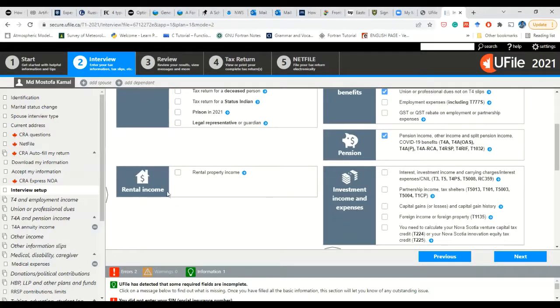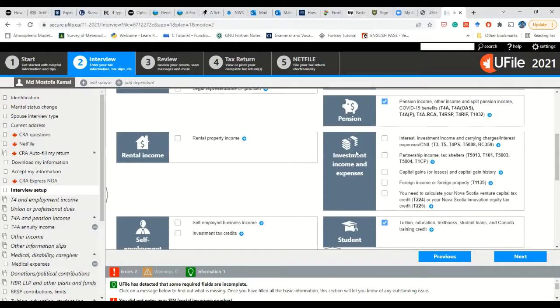And then let's say if you have a rental property, that means you get some income by renting your places. In that case, you can create a form here. For me, there is nothing, and I have no income, so I do not create any form here.